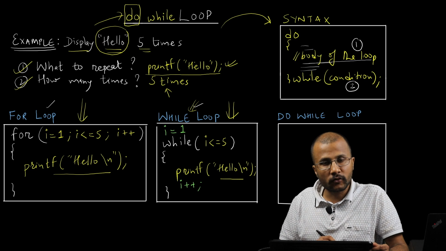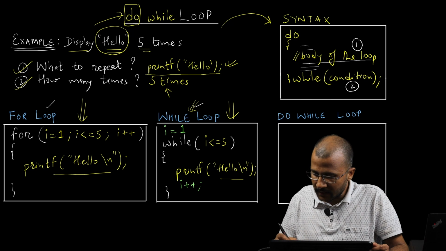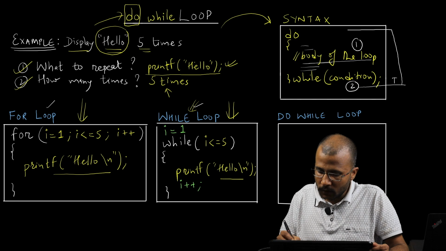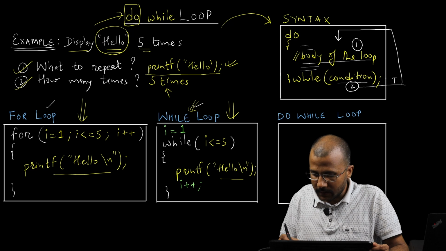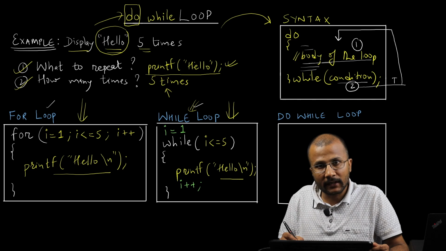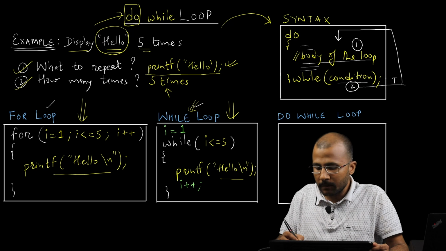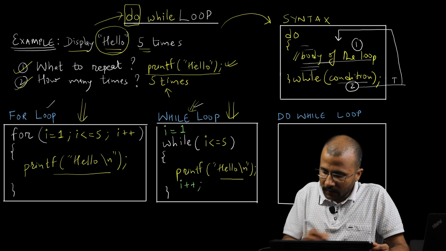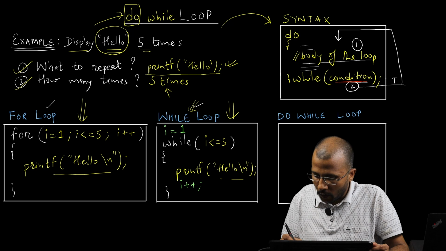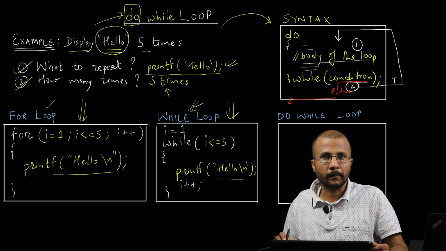Now this condition may be true or false, right? So if this condition is true, in that case, you go and execute the body one more time and then check the condition. If the condition is true, go back and execute the body one more time, and again you check the condition. Keep on repeating this until your condition becomes false. Whenever the condition becomes false, then you stop your loop and you come out of the loop.